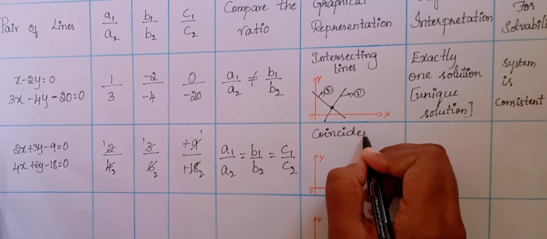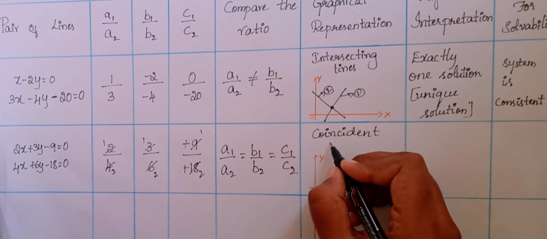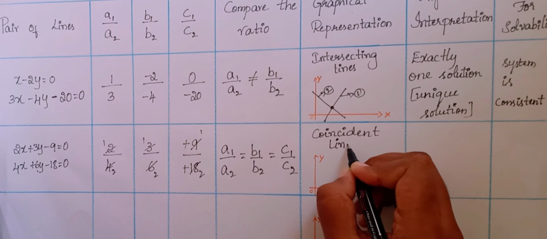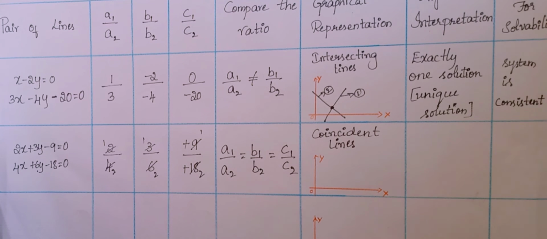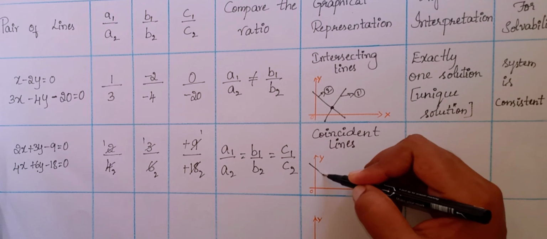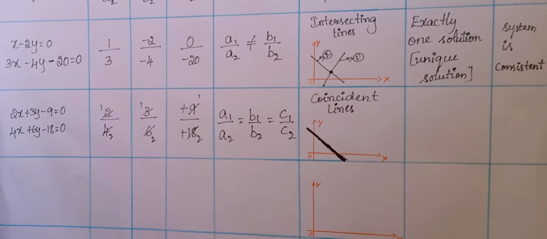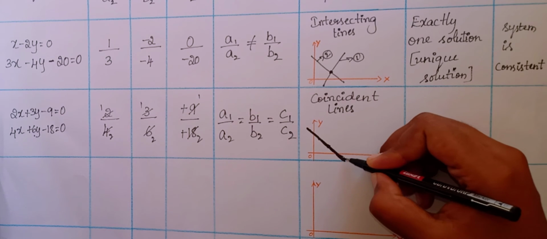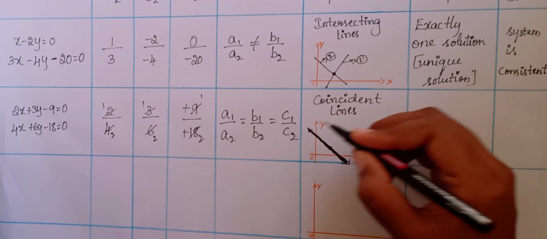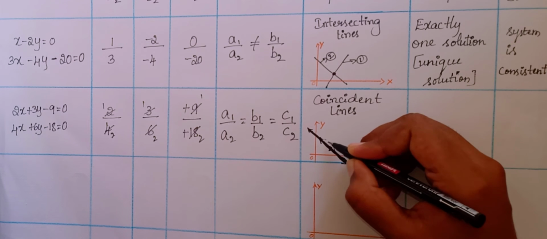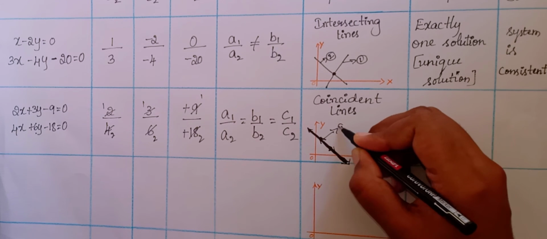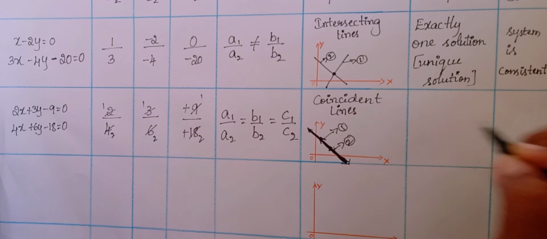Coincident lines. In the last class, as I said, coincident lines get only one line. That means equal solution for everything. So therefore we will get only one line. So here we are getting only one line, where one is from one side and another is from the other side. This is equation 1 and 2 for both also.